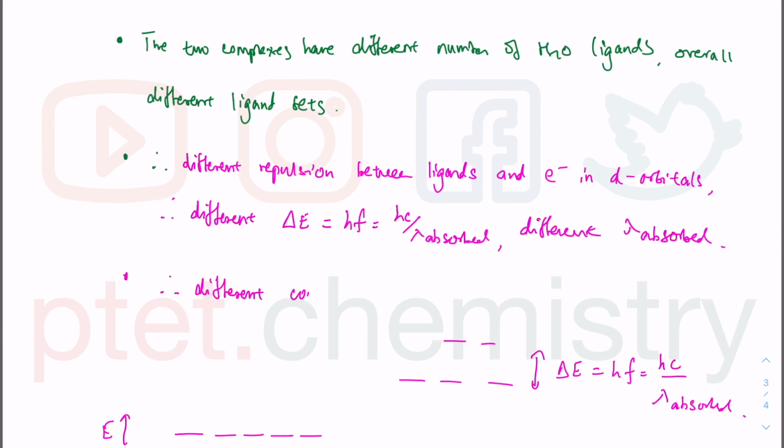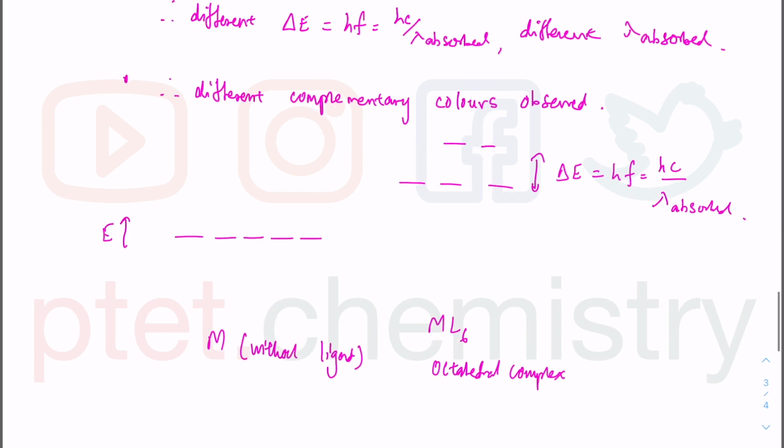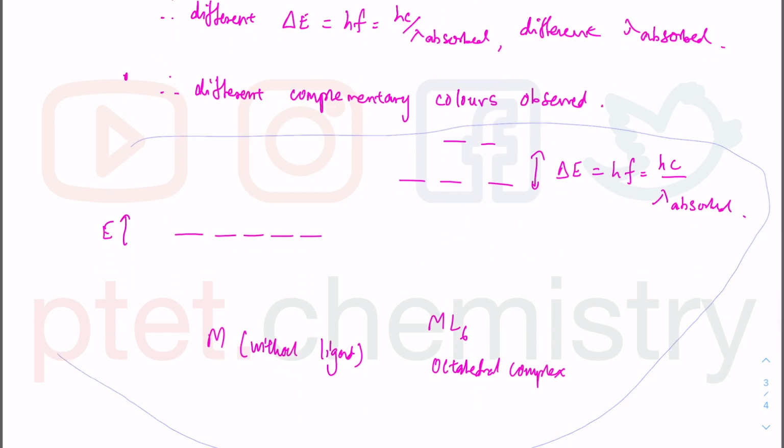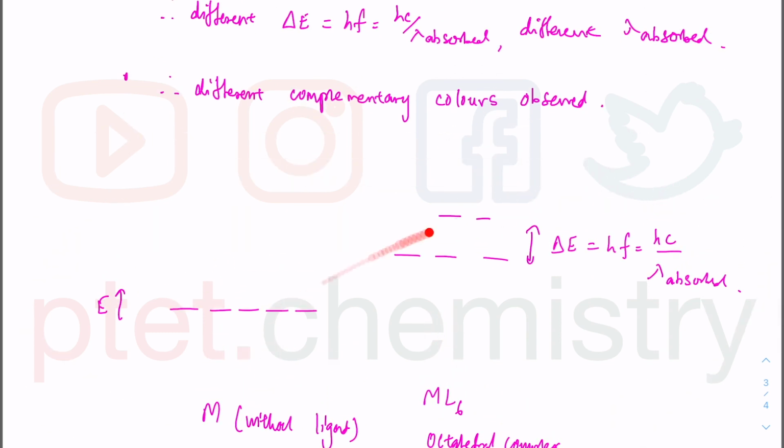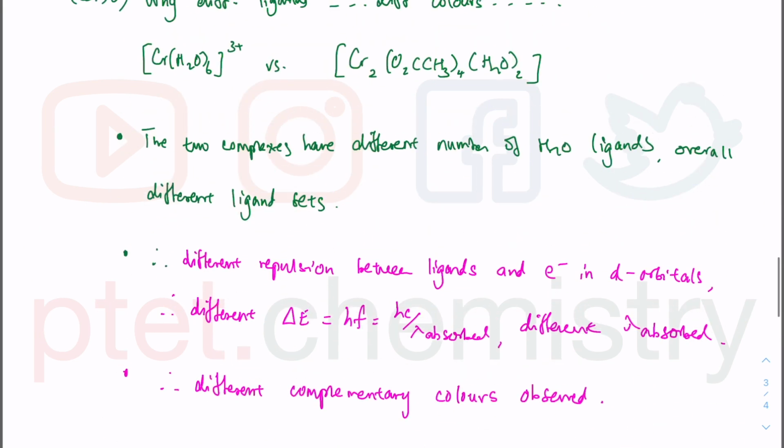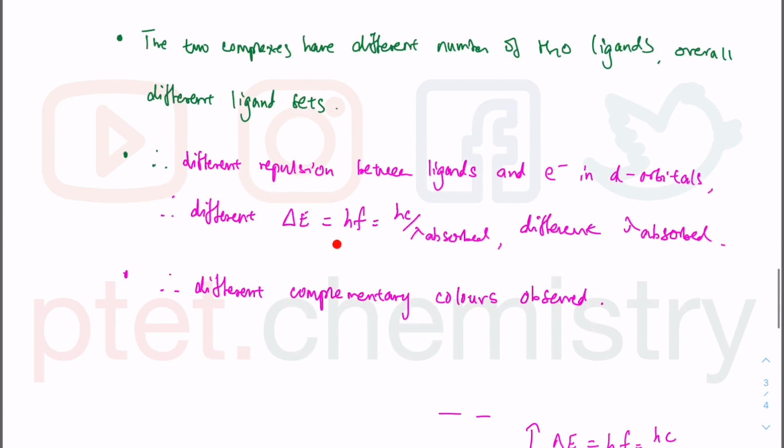So different complementary color. This is very much waffling, but you still need to involve the right concept, different complementary colors observed. It's just about the different delta E. I think it is the main concept there. They're not even asking you to draw this splitting diagram. But for that 2 marks, I would say the idea is different ligands, different repulsions, different delta E, different lambda absorb, different complementary color. Okay.